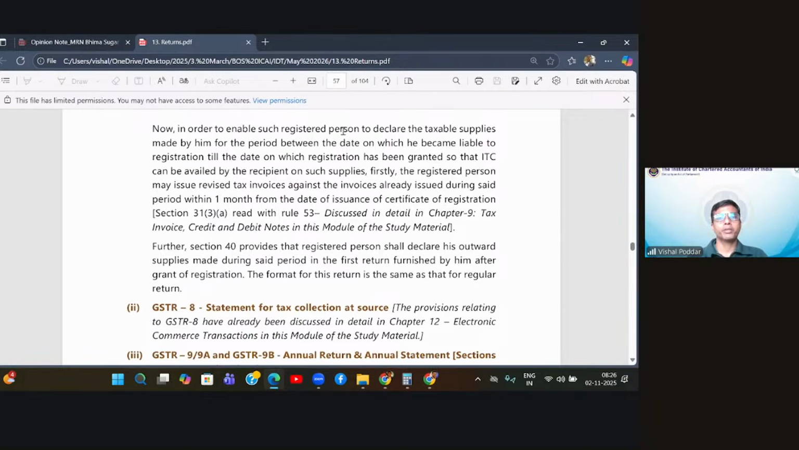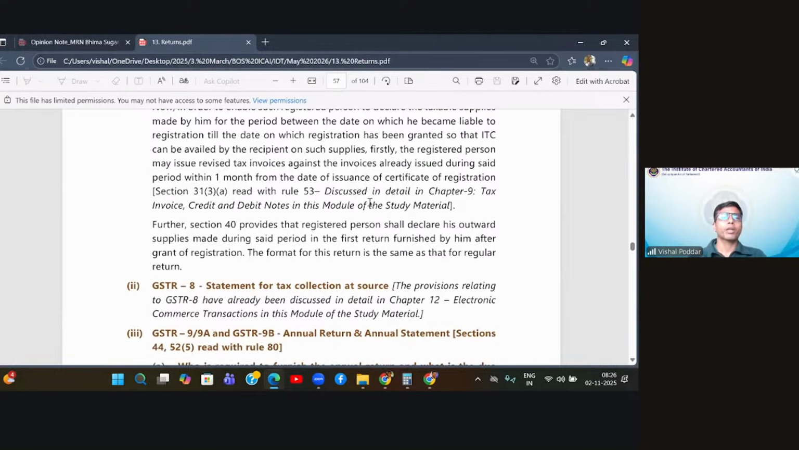So, in order to enable such a registered person to declare the taxable supplies made by him from the period, which period? The date on which he became liable to register till the date on which registration has been granted, so that ITC can be availed by the recipient on such supplies. Firstly, the registered person may issue revised tax invoice against the invoices already issued, which is the kacha invoice, within a period of 1 month that is given. And then further section 40 provides that the registered person shall declare his outward supply made during the said period in the first return furnished by him after the grant of registration.